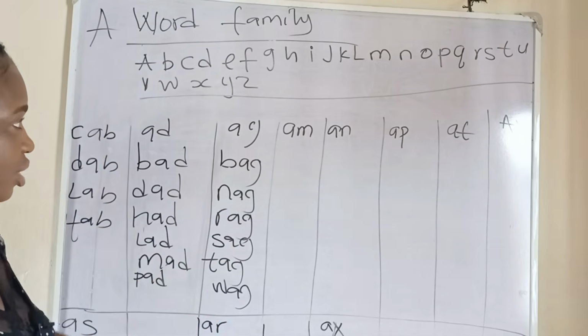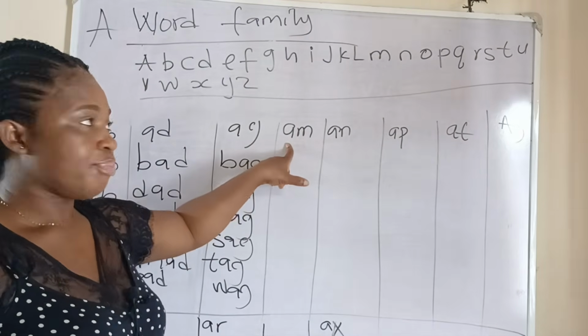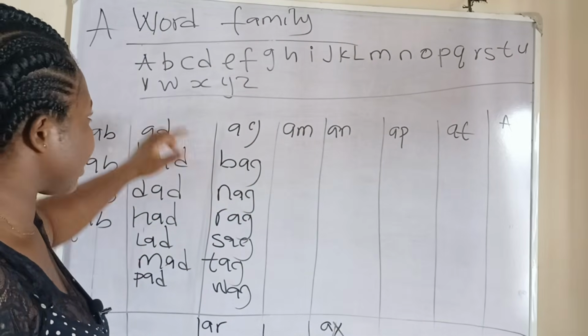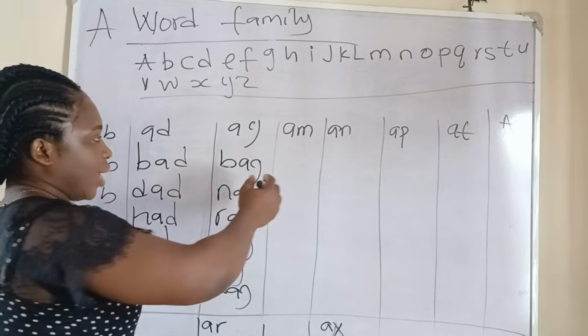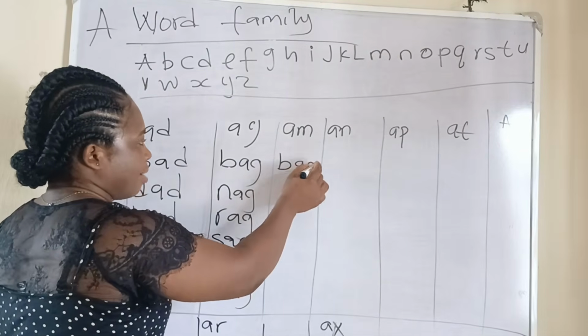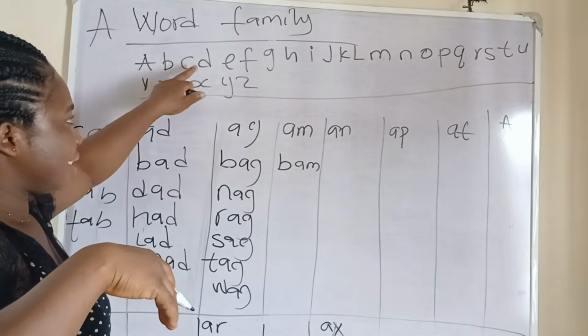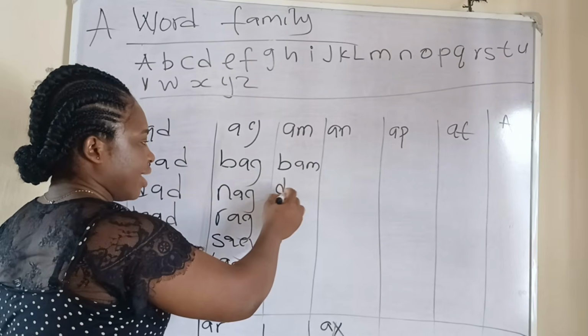Pay attention to what's going on. Now we have the arm. Alphabetically, we have bam, cam, dam. We have dam.